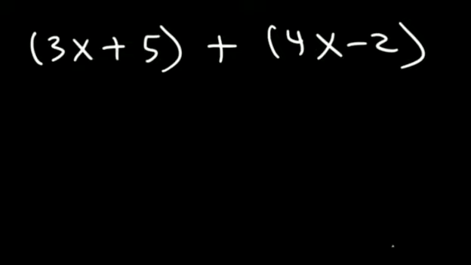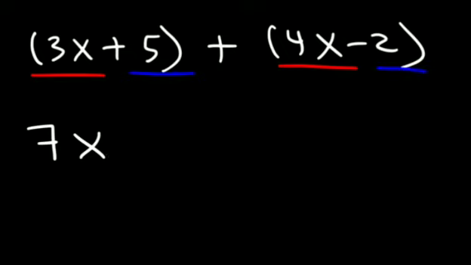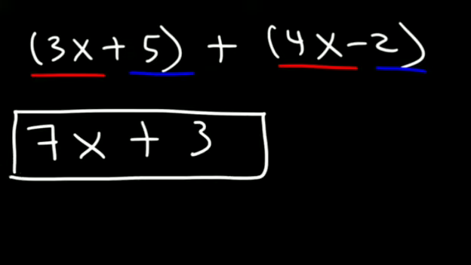So how can we add 3x plus 5 and 4x minus 2? The first thing we need to do is add like terms. 3x and 4x are like terms. What you need to do is add the 3 and the 4. 3 plus 4 is 7, so this is going to give us 7x. And then we can add 5 and negative 2. 5 plus negative 2, or 5 minus 2, that's 3. So the answer is 7x plus 3.